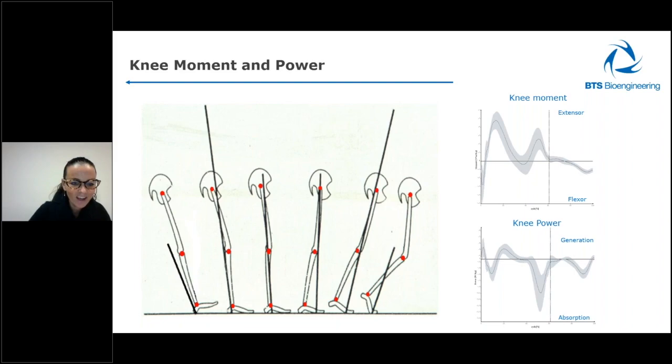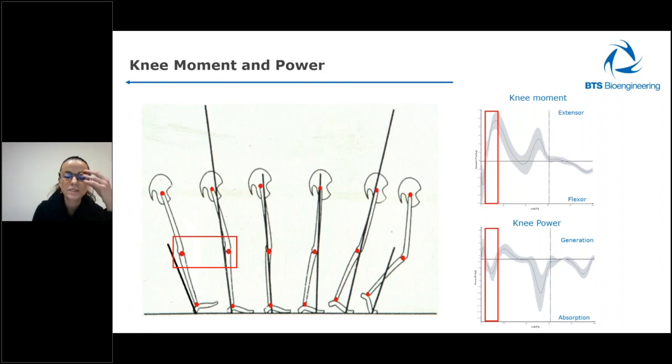Okay, so at the moment of the foot initial contact on the ground and during the loading response, the ground reaction force is backward with respect to the knee center of rotation. Therefore, the external moment is a flexor moment. The internal moment is extensor. In this phase, the extensor muscles, the quadriceps, of course, are working in eccentric mode with power absorption to control the knee flexion.